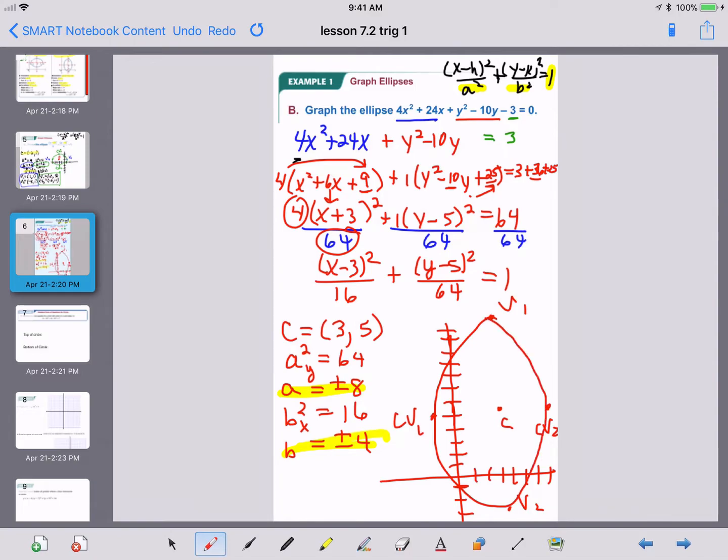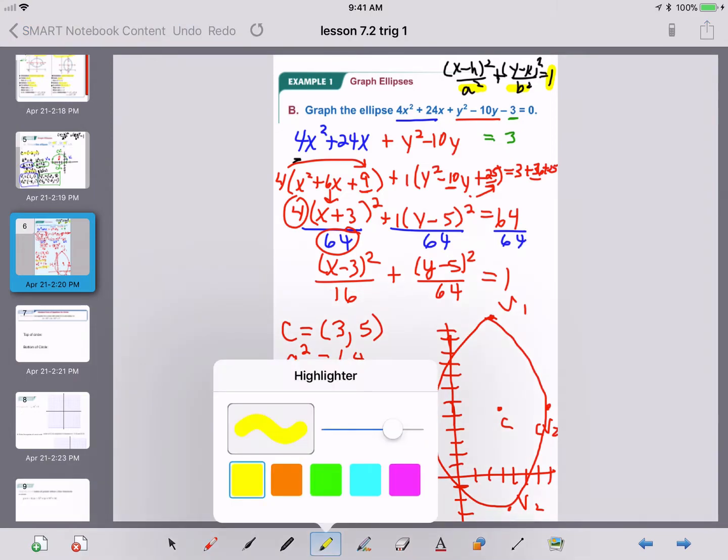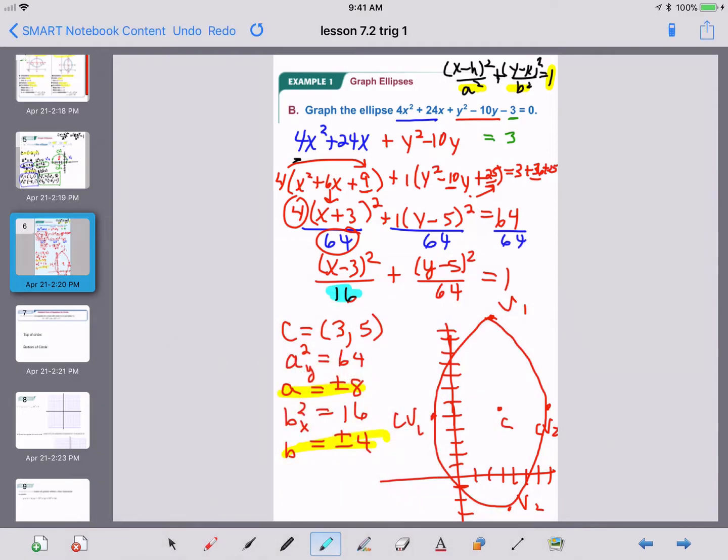So that is getting it in standard form, probably the hardest part. The graphing of these doesn't have to be anything horrible. Just remember, if it's under the x, that's how many you go in the x direction. If it's under the y, square root it. And that's how many you go in the y direction from the center point. So there you go. Those are ellipses.